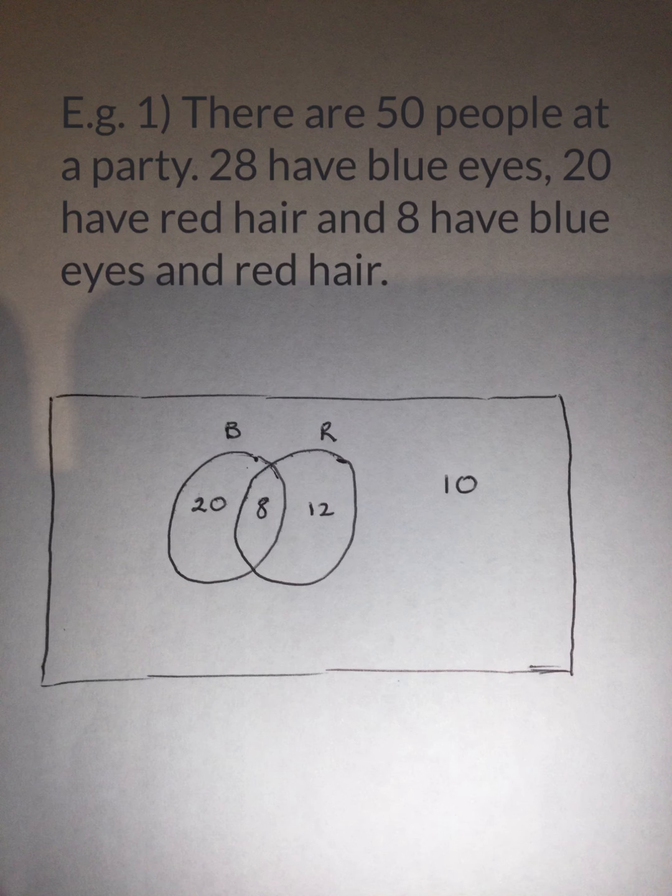If you have 50 people at a party, 28 have blue eyes, 20 have red hair, and 8 have blue eyes and red hair. So if we look at this as a Venn diagram, the intersection, the middle part, is 8. That leaves us 20 in the blue eyes and 12 in the red hair, with 10 having neither blue eyes nor red hair.